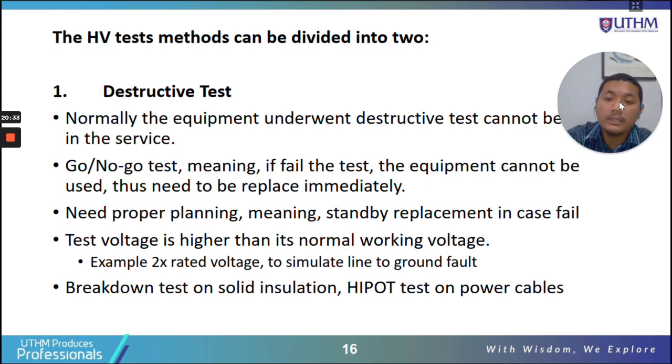So for example, breakdown test on solid insulation, high pot test on power cable. So these are all destructive tests. Okay, means that pass or fail test, go or no go test. If it passes, you can use it. If it fails, you have to replace it. Okay, so that is the meaning of destructive test.